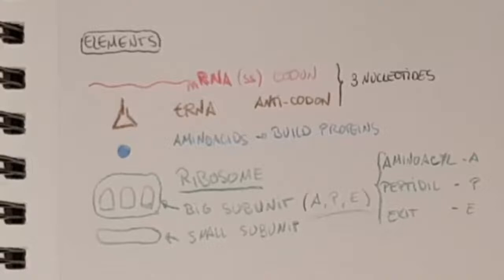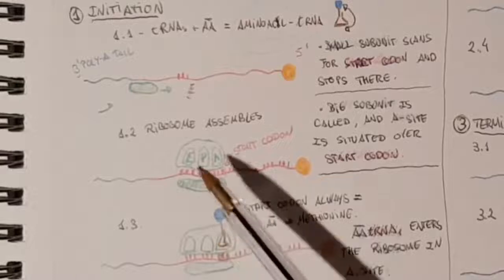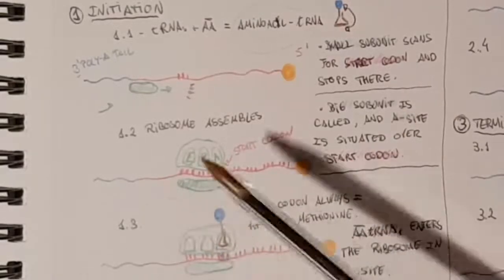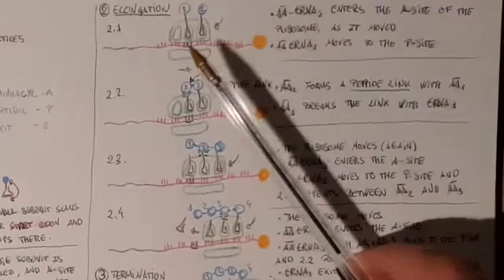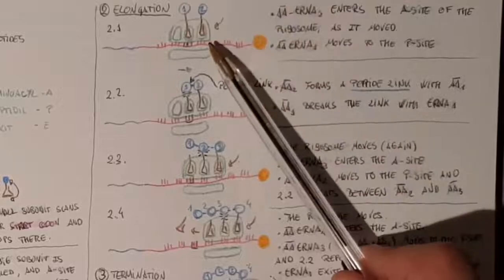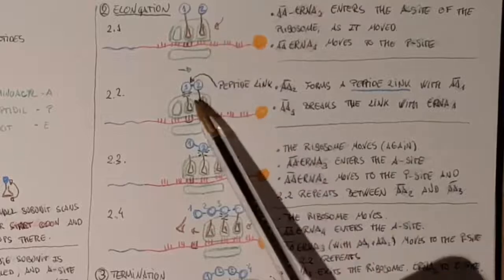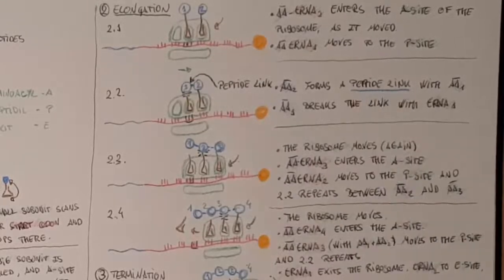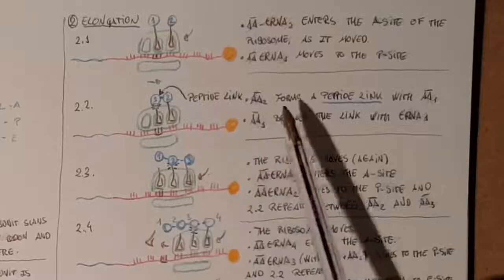So now that everything's written, quick recap. Here we have the initiation: the small subunit scans for the start codon and stops there. Then the big subunit joins and calls for the first amino acid tRNA. In elongation, the ribosome moves, another amino acid tRNA enters the A site and makes the peptide link, or peptide bond, here. And then the ribosome moves again.